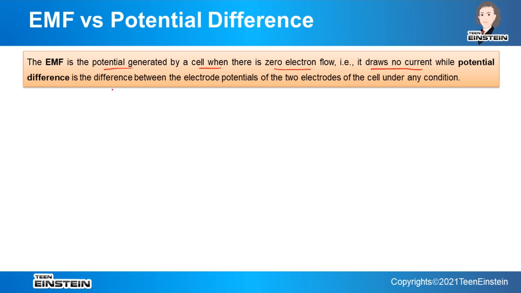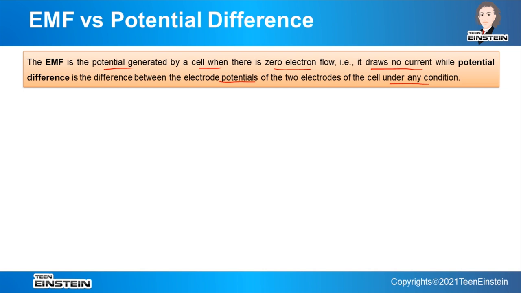But potential difference is the difference between the electron potential of the two electrodes when the cell is under any condition. That means now there is electron flow. So we can say that EMF is as if the theoretical value, and the potential difference is the actual value when the cell is under operation. When the cell is not under operation, we call the potential EMF.